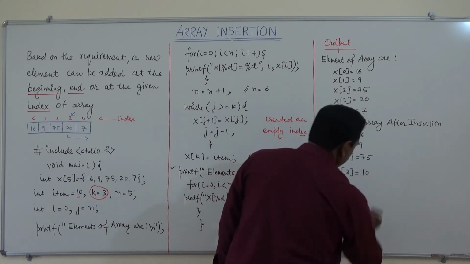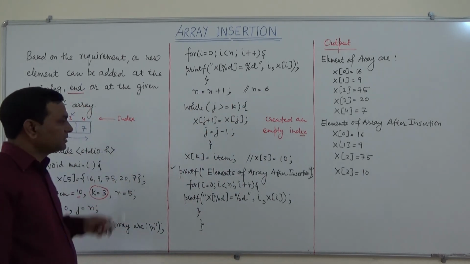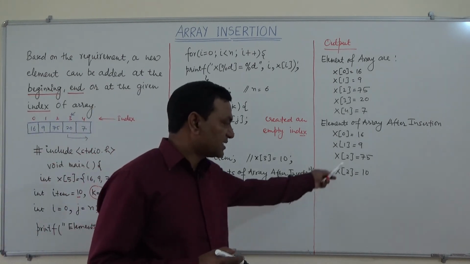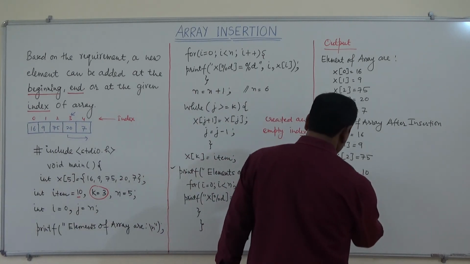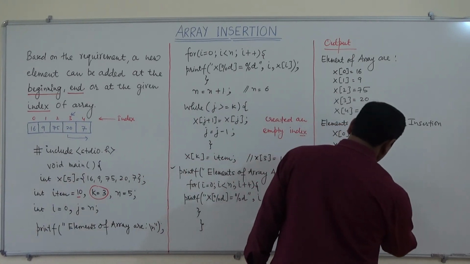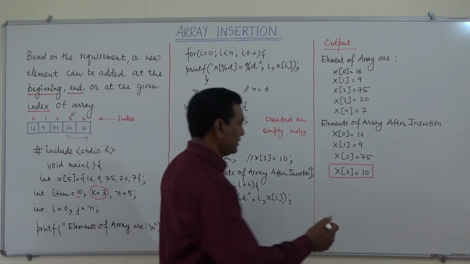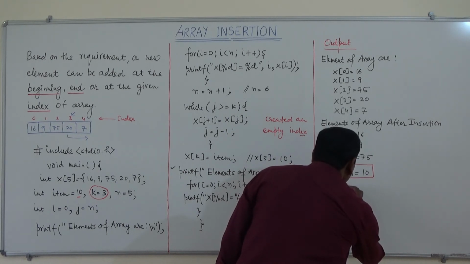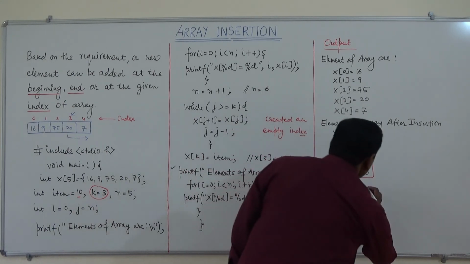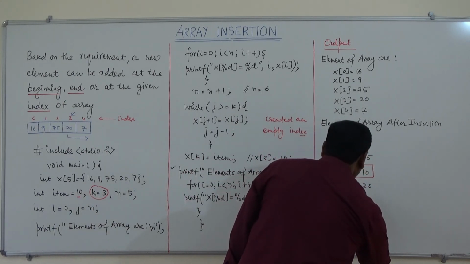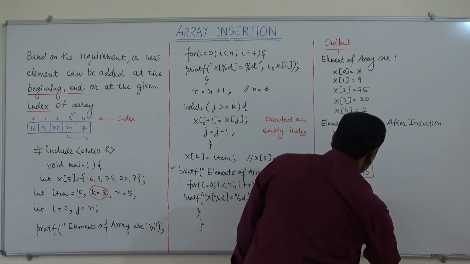This will be 10. So we have to see, because we have created this position free, so this 10 will come here at this position. So we have to remember, at this position we have inserted 10, and then x4 will be 20, x5 is 7.